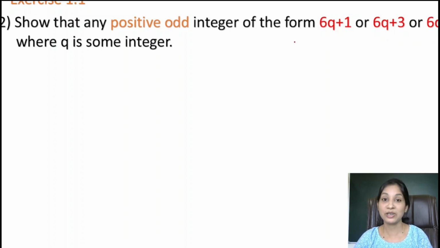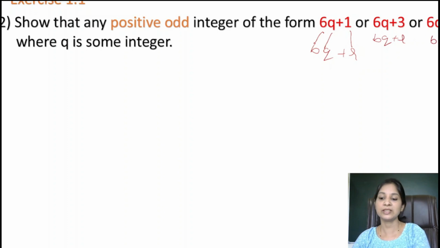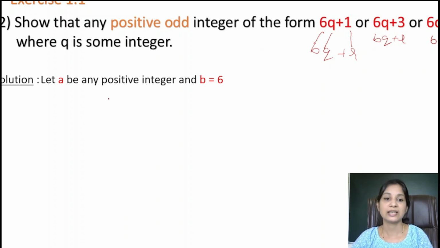We know the lemma is of the form bq plus r. Are you observing? It is b, it is q, it is r. In this case also, bq plus r. For some integer, that integer can be a or b or c or something. So we can write, let a be any positive integer. I am not talking about odd here in the initial stage. I am taking a as any positive integer and b is equal to 6. That means the divisor is 6.